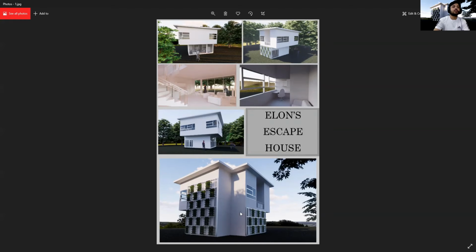This is the first board that I did. This is the perspective board with the name of the house. I called it Elonscape House because this is a house designed for Elon Musk and his family as a vacation home with a home office. So that's why I called it Elonscape House.